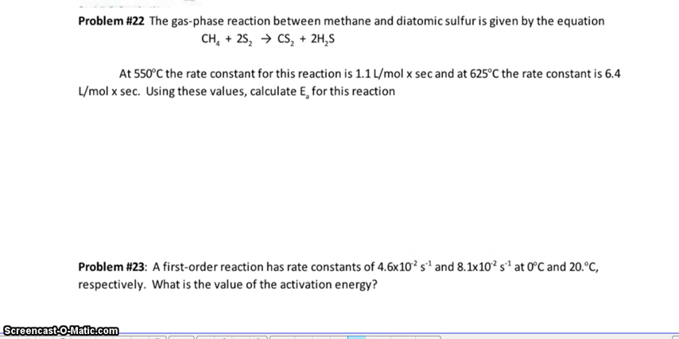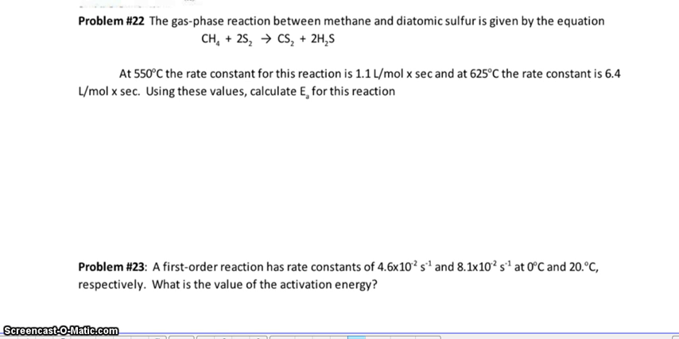All right, problem number 22. Notice what's happening here. The gas phase reaction between methane and diatomic sulfur is given by this equation. They're giving us a temperature value. This is the first time that temperature is part of your equation. At 550 degrees Celsius, the rate constant is 1.1 liters per mole times seconds. And let's change the temperature. At a new temperature, the rate constant is 6.4 liters per mole times second. Using those values, calculate EA for this reaction.